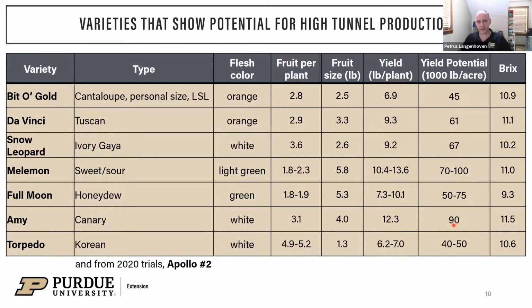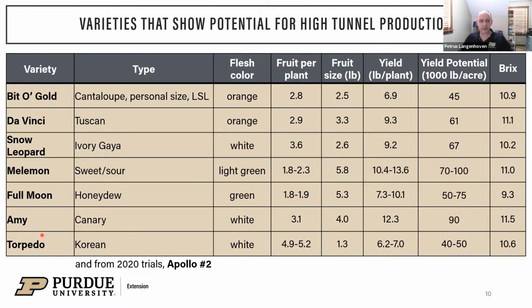If you compare to open field yields of Astound or Accolade, which is probably around 32,000 to 35,000 pounds to the acre, these yields are pretty good. What we have found with some of these varieties is that just by increasing the plant density in the tunnel, we got the increase in yield. It wasn't that there was more fruit on the plant.